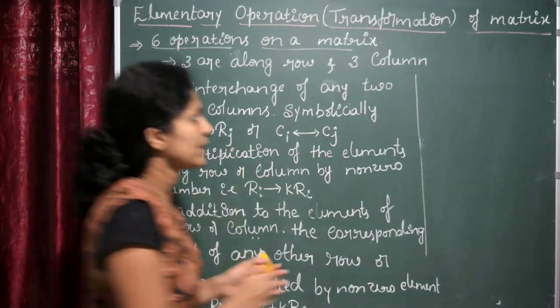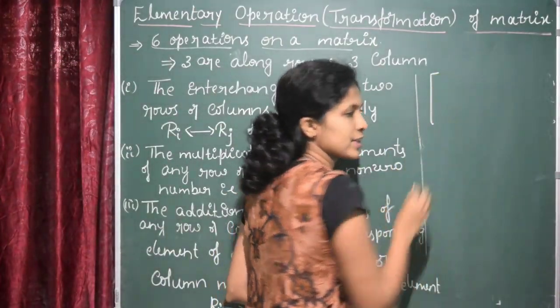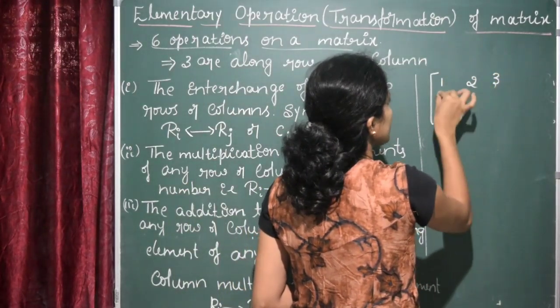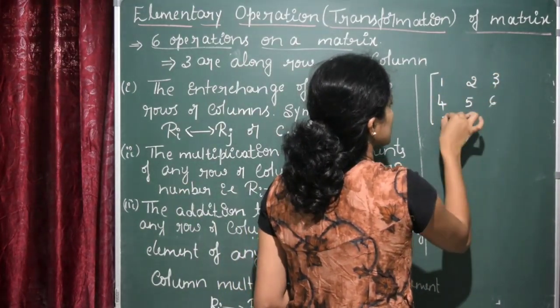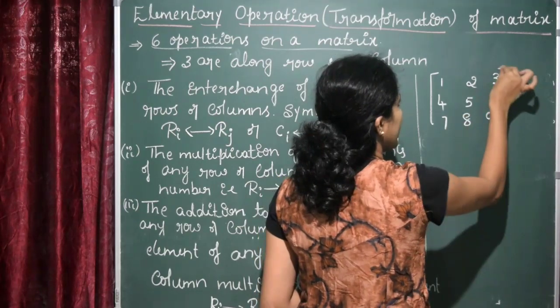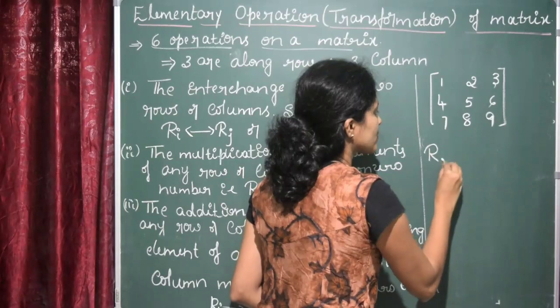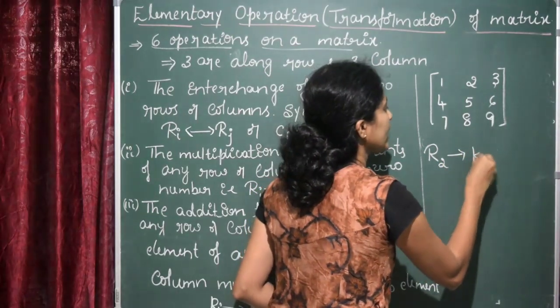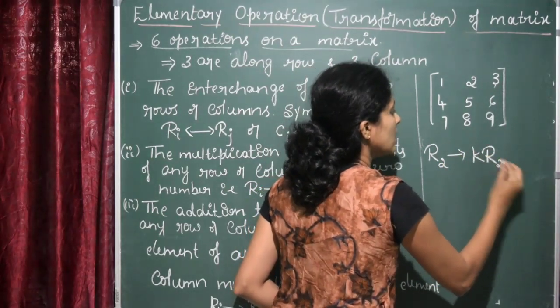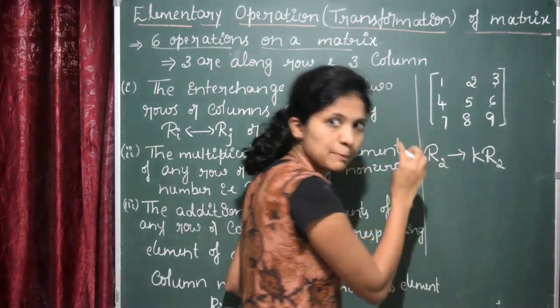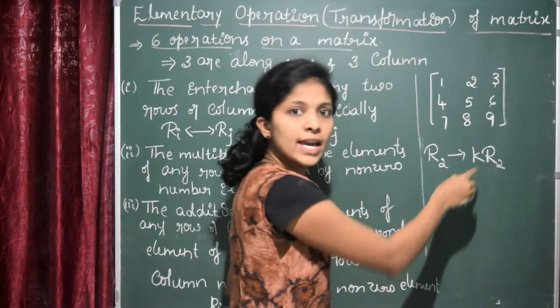You can multiply a row or column of the matrix by any constant number. It should be non-zero. I consider the same matrix 1, 2, 3, 4, 5, 6, 7, 8 and 9. Now I can write R2 changes to K into R2. Is it clear? The second row changes to K into R2. I mean multiply the second row by the constant K.